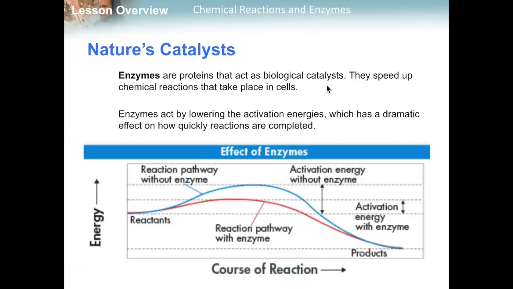Enzymes are proteins that act as biological catalysts. They speed up chemical reactions that take place in cells. Enzymes act by lowering the activation energy, which has a dramatic effect on how quickly reactions are completed. The reactions have some energy level here. They combine normally at this higher activation level, and then the products are at a lower level. But with an enzyme assisting the reaction, the activation energy is lower, producing the same product.